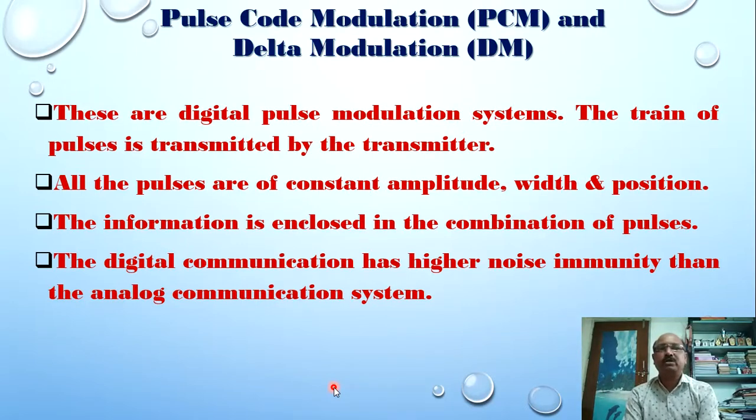The train of pulses is transmitted by the transmitter. All the pulses are of constant amplitude, width and position, but the information is enclosed in the combination of pulses. 1 आणि 0च्या फॉर्म मध्ये जी आपण सेंड करणार आहे इन्फॉर्मेशन त्याच्या फॉर्म मध्ये त्याची इन्फॉर्मेशन असते. The digital communication has higher noise immunity than the analog communication system.